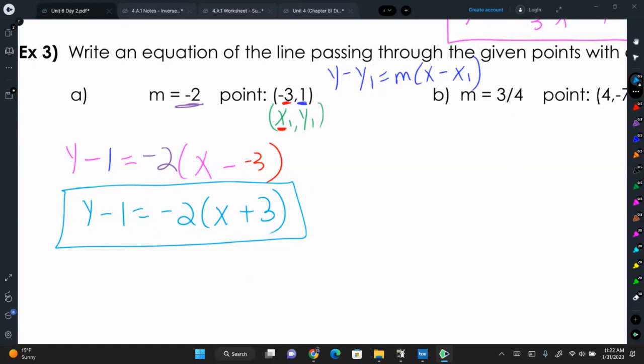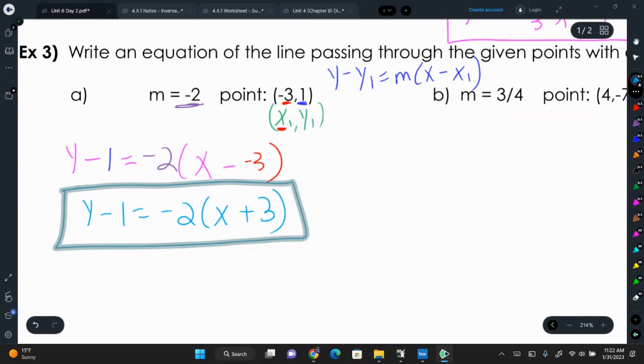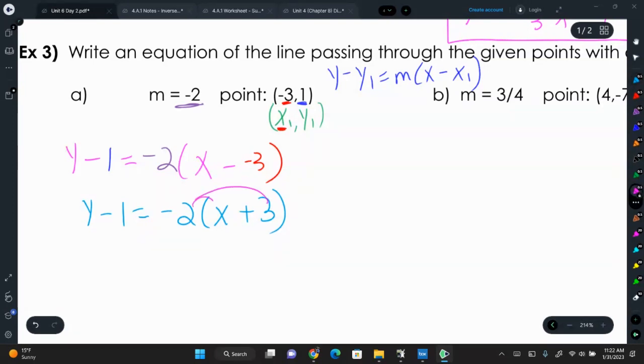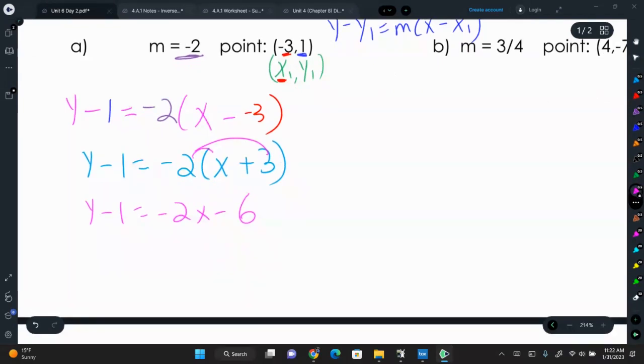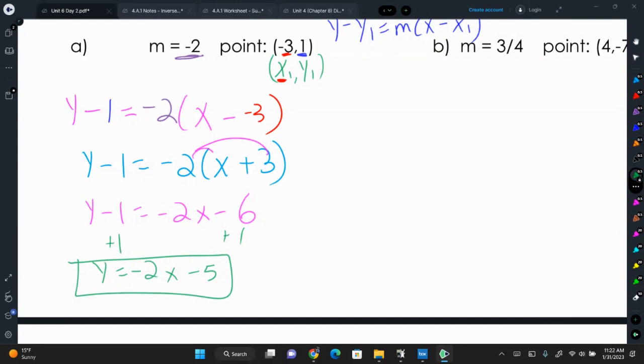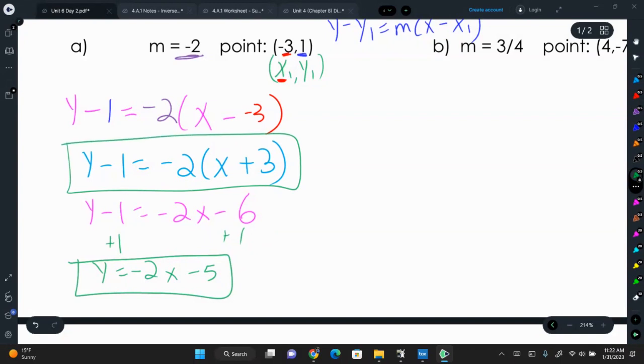Now, yes, you could change this to slope-intercept form if you wanted to. If we wanted to change this to slope-intercept form, we would distribute the negative 2. So y minus 1 equals negative 2x minus 6. Add 1 to both sides. y equals negative 2x minus 5. So that would be your slope-intercept form. But unless the directions tell you to leave it in slope-intercept form, you could leave it in point-slope form. Both of these answers are okay, so you might as well do the one that uses less work.